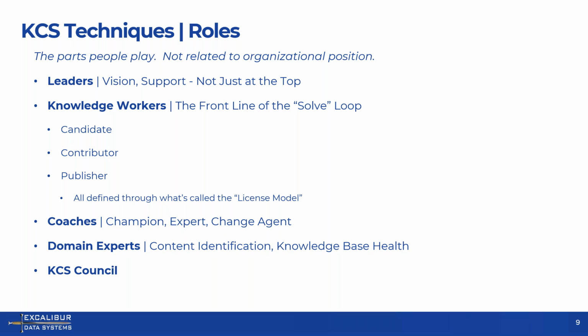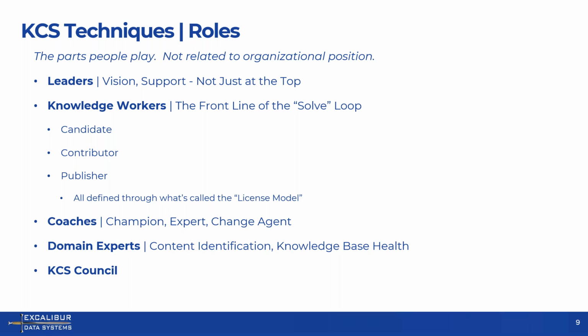The roles that we'll specifically be referring to today are more in line of the roles that people play both within the solve loop and in the evolve loop. So the roles, for example, of the folks that would be more of the front line in the solve loop are under this knowledge worker header. And we have these three basic roles: candidate, contributor, and publisher. We will talk about what's called the license model later on, but these are all defined through what that is, how KCS defines whether you use one, two, or all three of these particular roles within the solve loop.